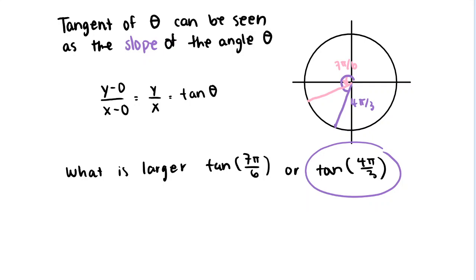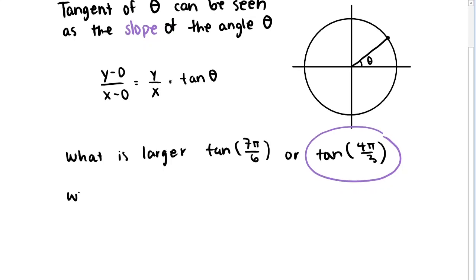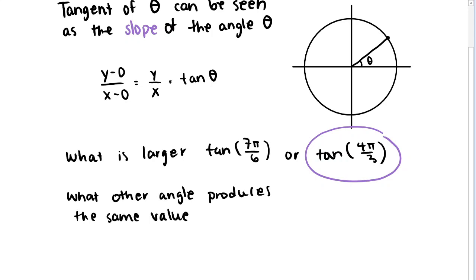So this is not the only useful thing we can draw from recognizing tangent as the slope of our angle theta. Here maybe I'll sketch out one more example. So let's say I've got some angle theta here. Maybe another question I can ask is, what other angle produces the same value as tangent of theta, where theta is the angle in our picture?